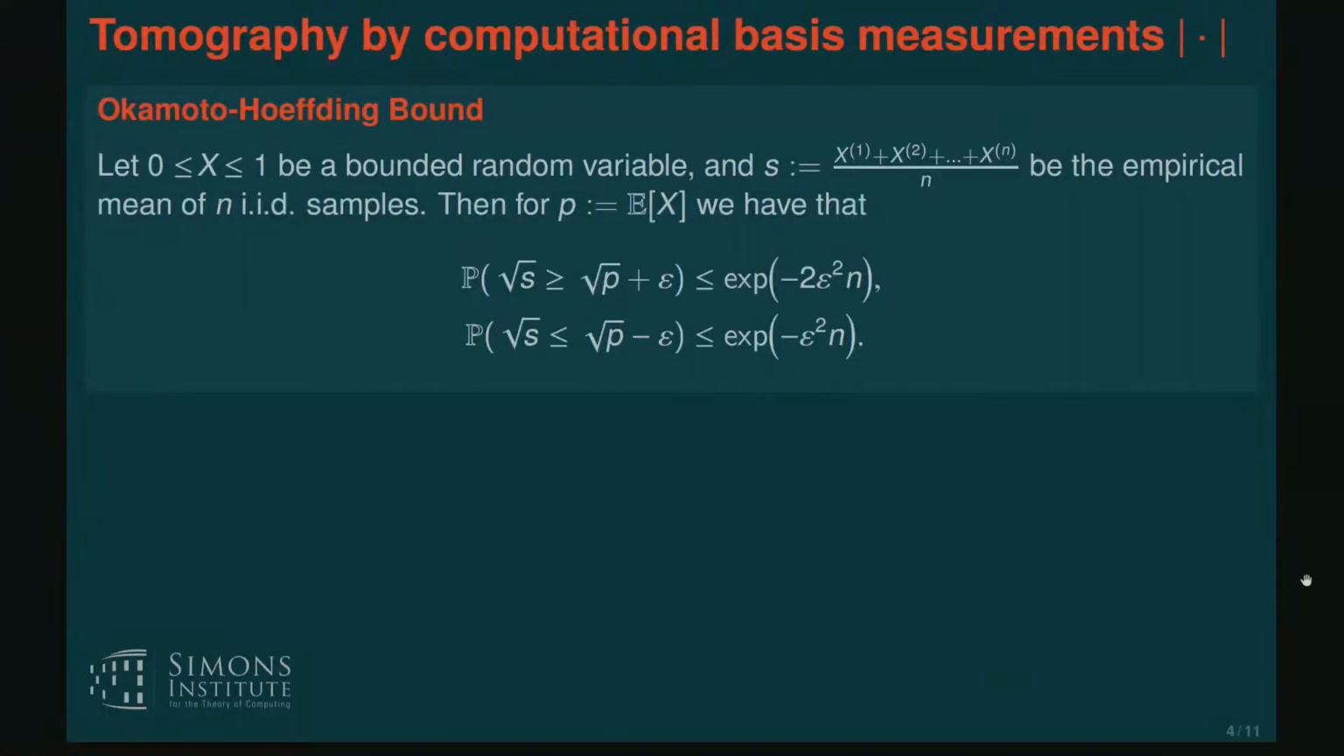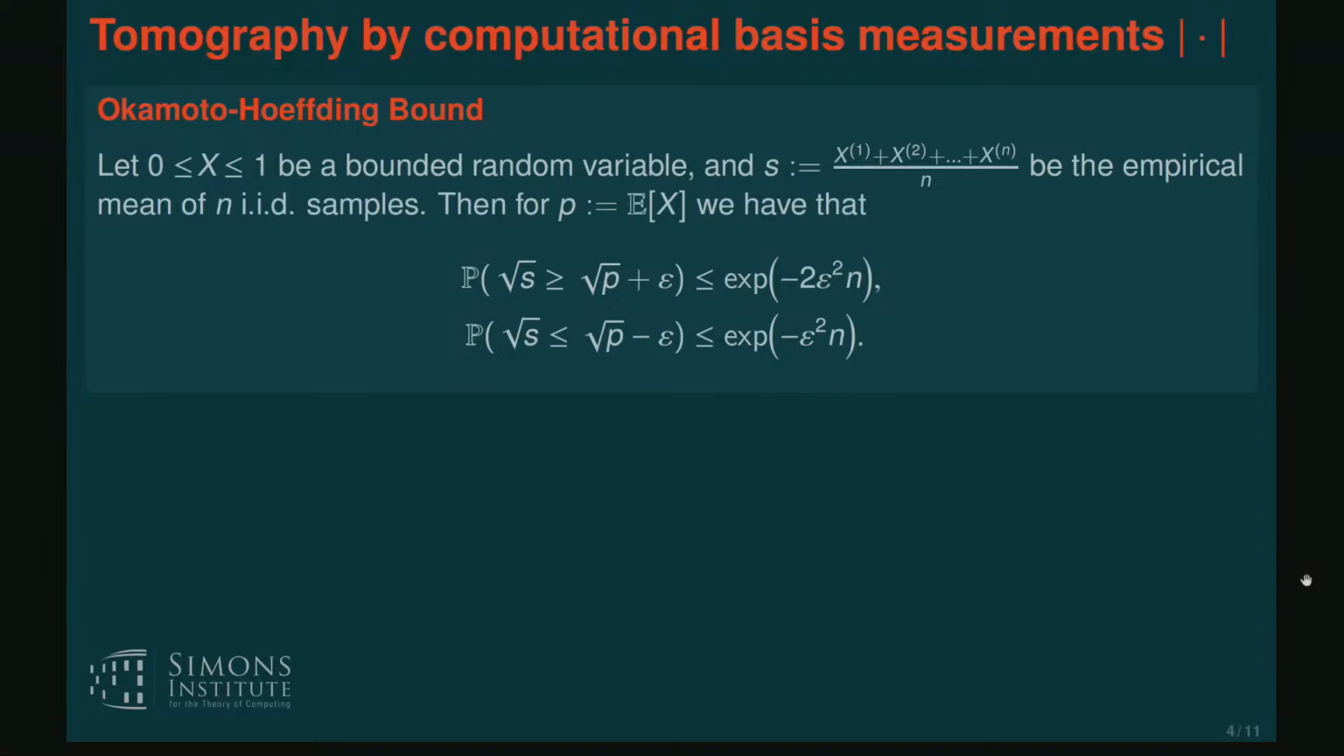So now I will build up to this new tomography algorithm in a few steps. The first step is that actually you can estimate the absolute values of the amplitudes very efficiently, only doing computational basis measurements. And the reason behind this is this Okamoto-Hoeffding bound, which is a slightly stronger version of the Chernoff-Hoeffding bound that you probably all know very well.